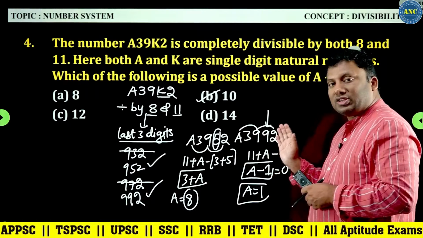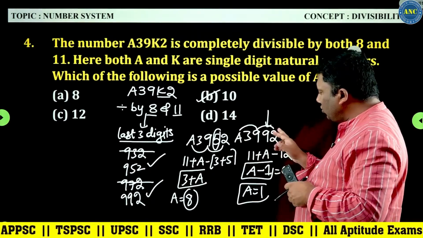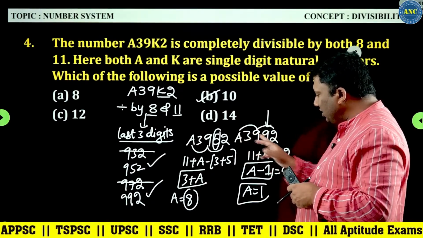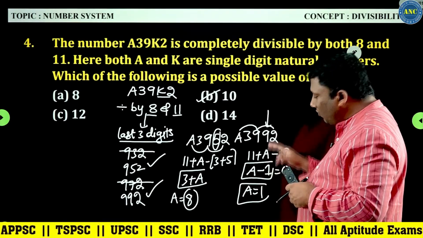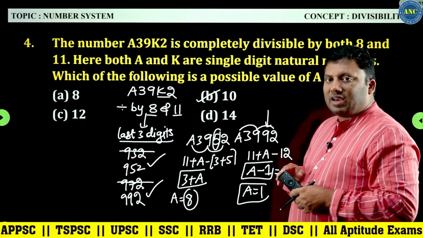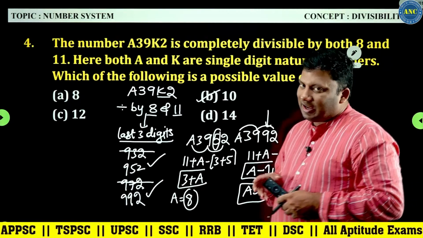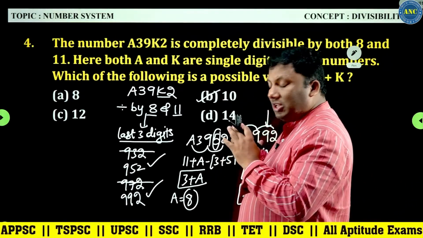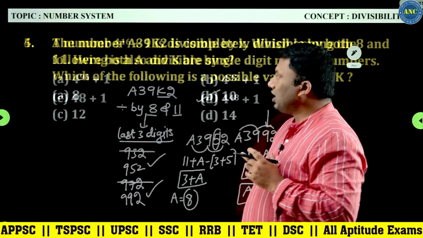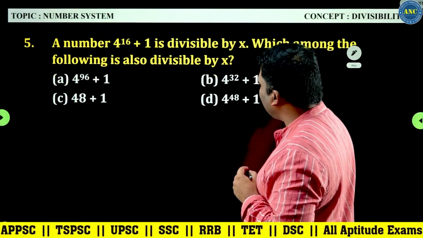So I move to the next case, A3992: 9 plus 2, 11, 11 plus A minus 12, A minus 1 is 0, A is 1, K is 9, so A plus K will be 1 plus 9, 10. I hope the idea is very clear to you. These are the kind of questions which come regularly in your exam.